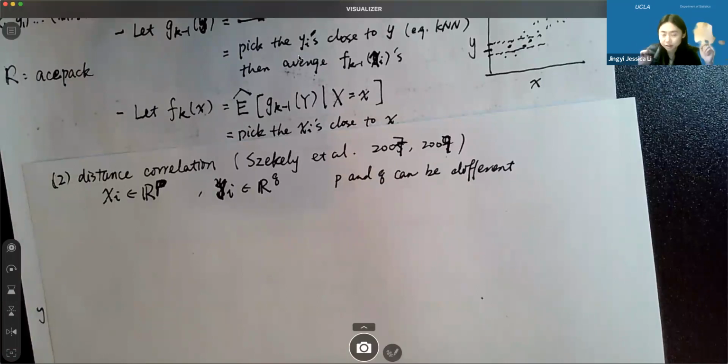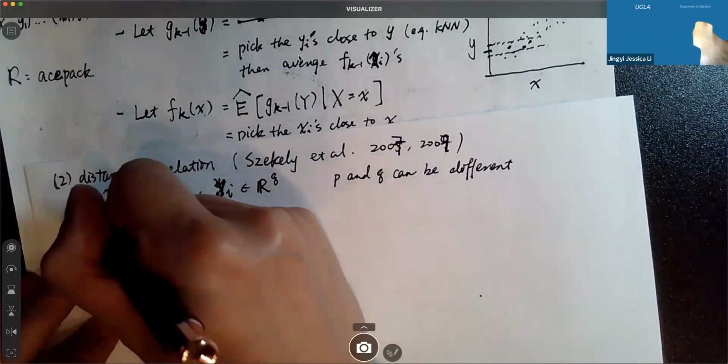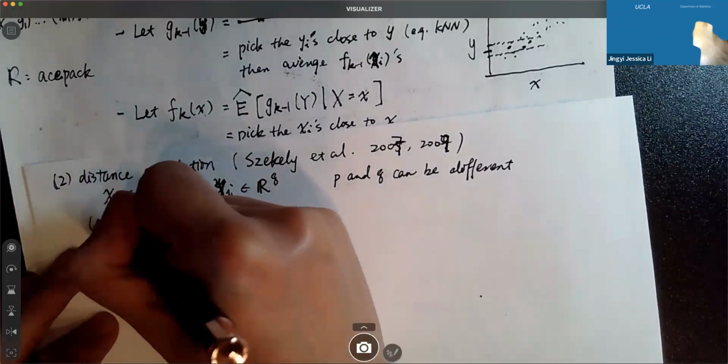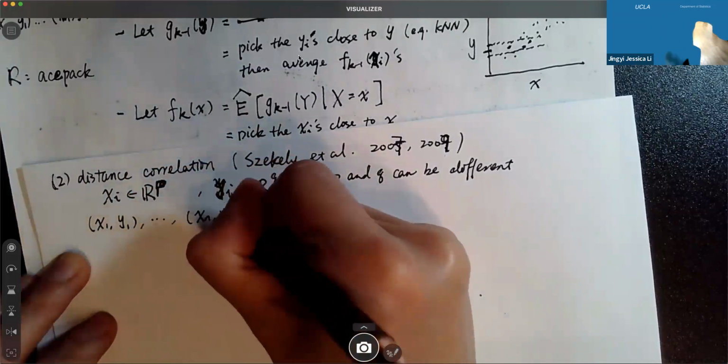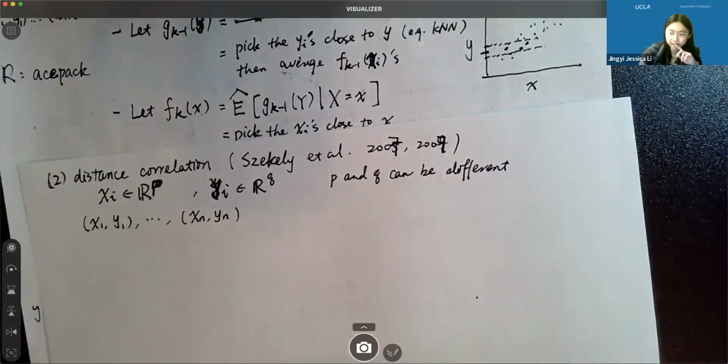They are still paired. For example, xi could be the ith person's fMRI image, and yi could be that person's age. So you could have variables like this, totally in different units, different spaces, but you still have them paired. So you have x1, y1 to xn, yn. That's your data. You still have them paired up.